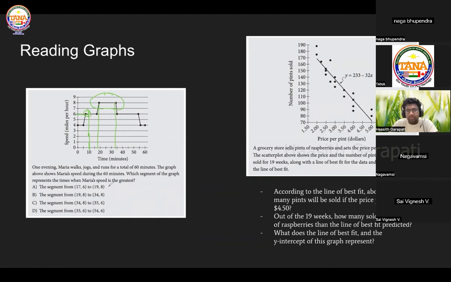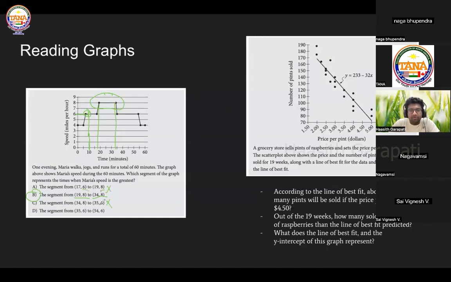Okay, that sounds about right. And then which answers make the most sense? Okay, well, B looks like a good answer because it says a segment from 19 to 34. Okay, it's basically the same thing as 20 to 35. So it's all good.